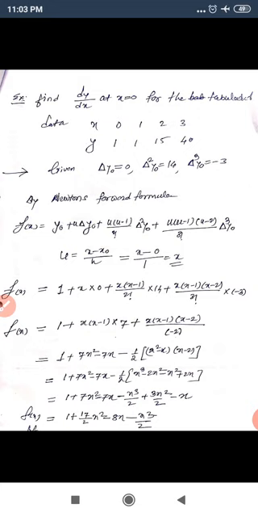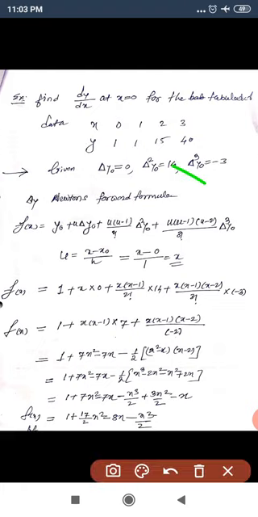Now similarly, one of the important examples is find dy by dx at x equal to 0 for the tabulated data. Find the value of dy by dx, that is the derivative of f of x with respect to x at x equal to 0. The data values given are 0, 1, 2, 3, 4, and y values are 1, 1, 15, 40. So given that del of y0, del square of y0 is given, and del cube of y0 is given.